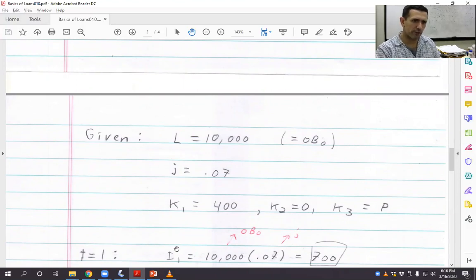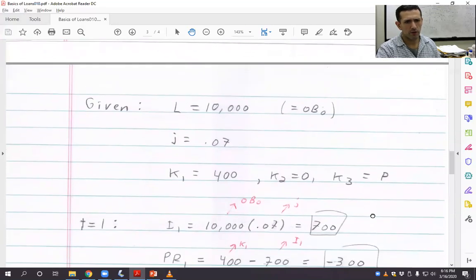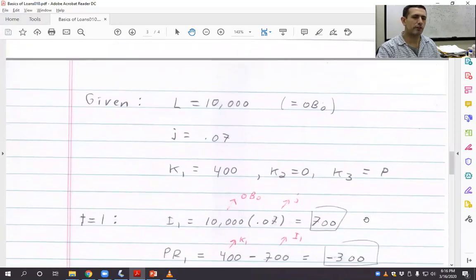The interest you have to pay in the first year is 10,000 times 0.07. That's $700. And you'll notice something funny is going on with the formulas. If this happens, it's good to understand what's going on. The principal repaid at the end of the first year is 400 minus 700. You pay 400 as your first loan payment, but you owe $700. So this is going to be negative $300.